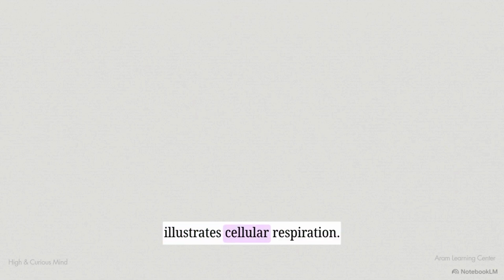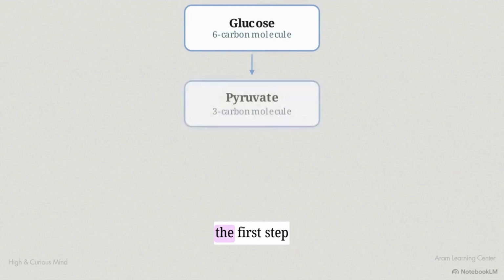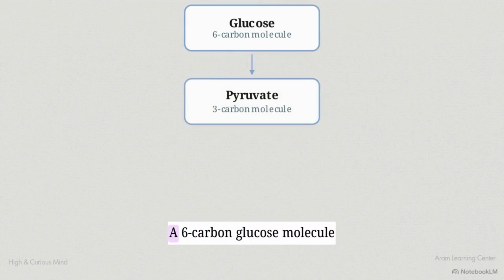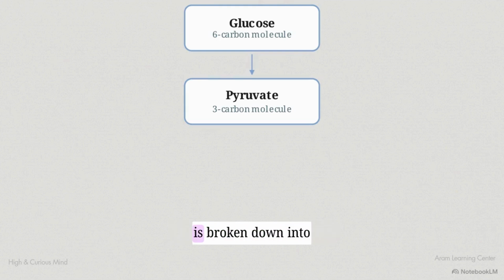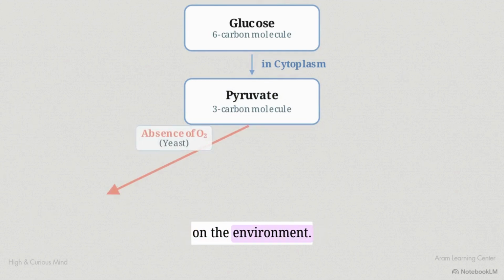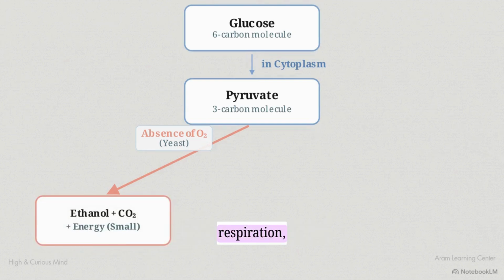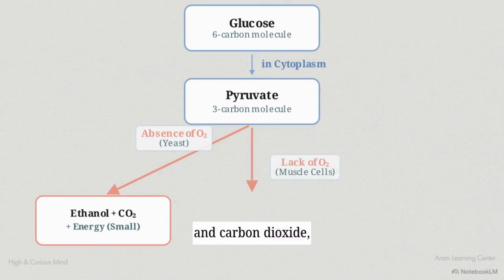This flowchart illustrates cellular respiration. No matter what organism we are looking at, the first step is always the same. A 6-carbon glucose molecule is broken down into a 3-carbon molecule called pyruvate. This specific step always takes place in the cytoplasm of the cell. From there, the pathway splits based on the environment. In the absence of oxygen, a process called anaerobic respiration, organisms like yeast convert that pyruvate into ethanol and carbon dioxide, releasing a small amount of energy.